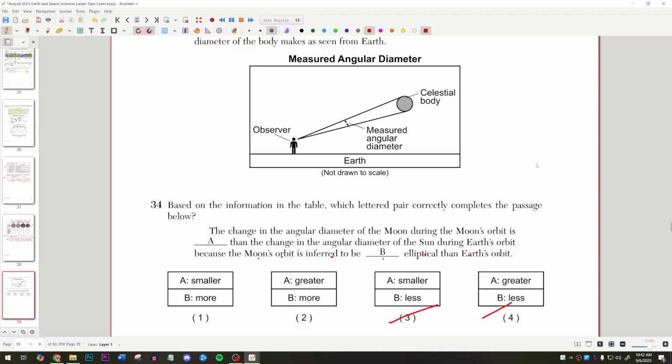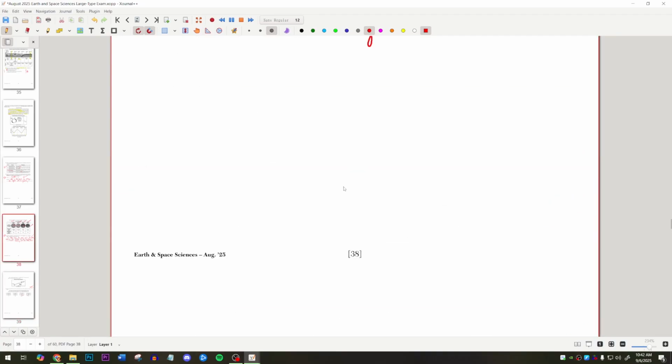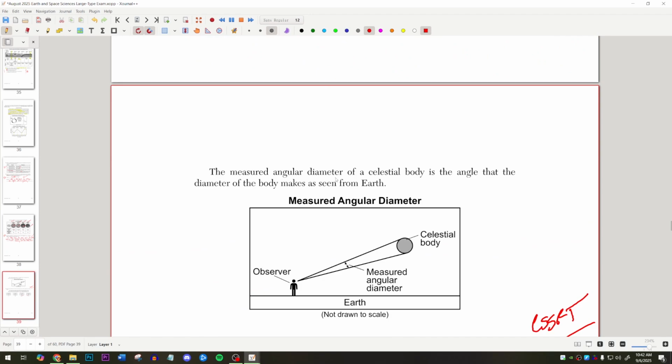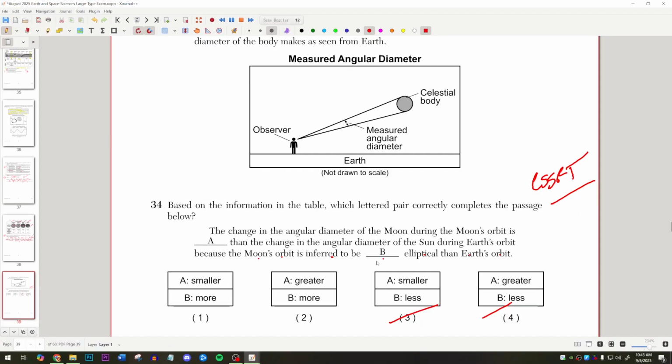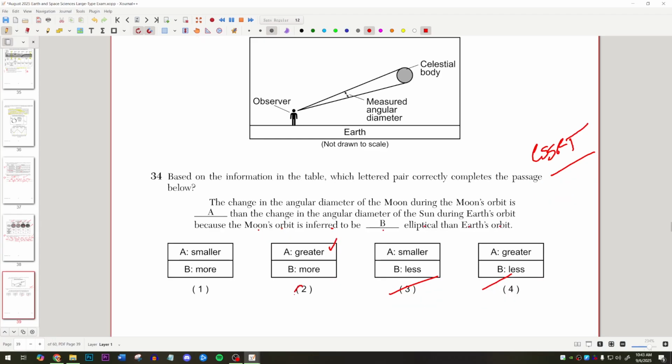So this is our third reference table question, because we needed that eccentricity. The change in the angular diameter of the moon during the orbit of the moon is, let's go back up here. Oh, the measured angular diameter is the angle that the diameter of the body makes as seen from Earth. So it's going to change. The change is going to be greater. It's going to change more often because it's more elliptical.